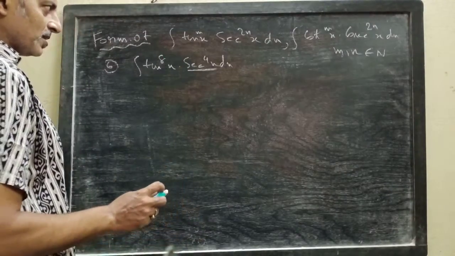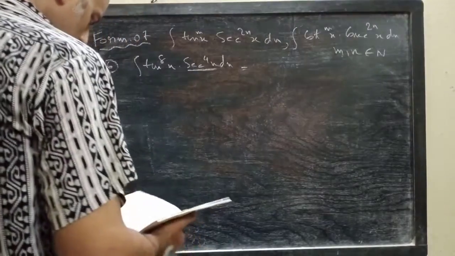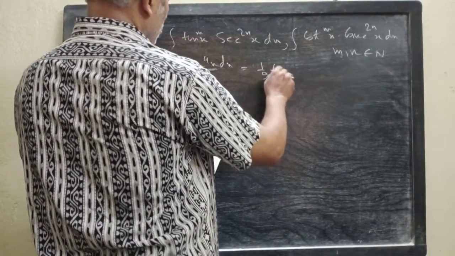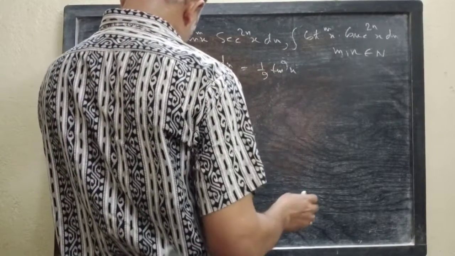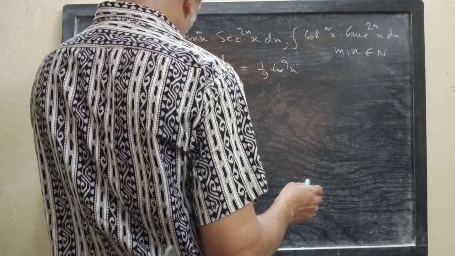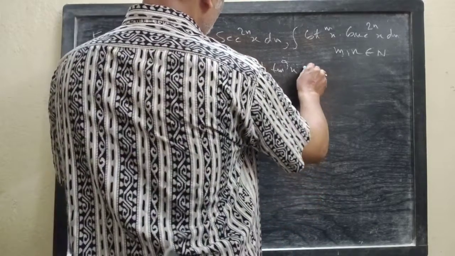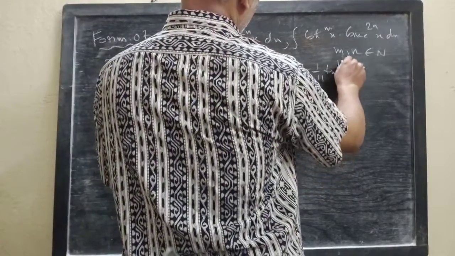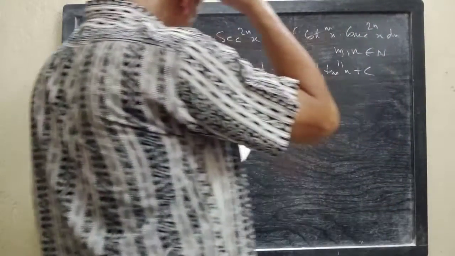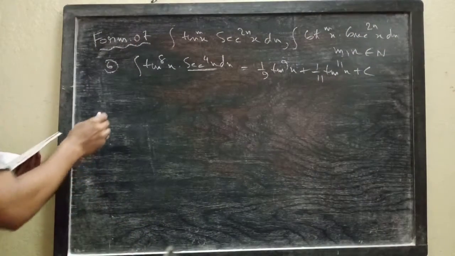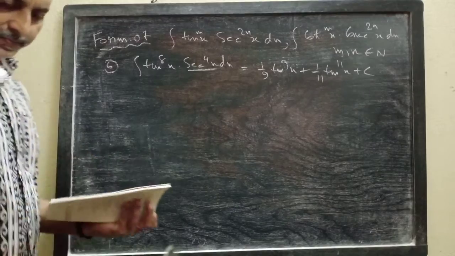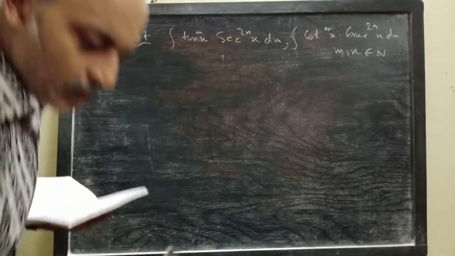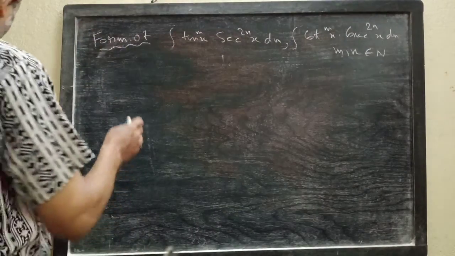Next put tan x equals z. And your answer will be 1 by 9 tan to the power 9x plus 1 by 11 tan to the power 11x plus c. This will be your answer. Next, number 7.